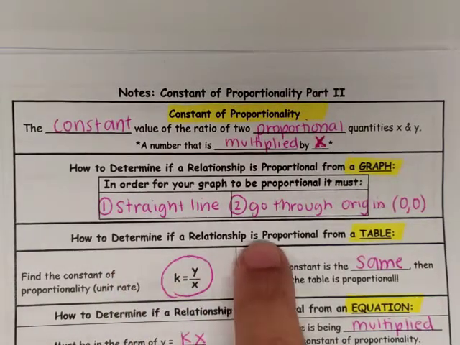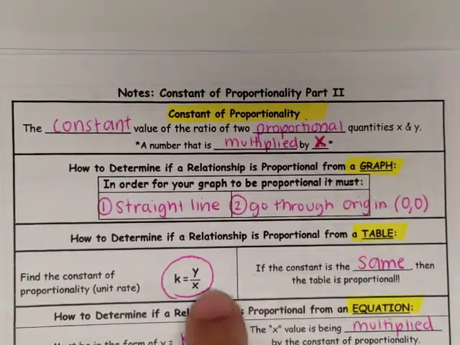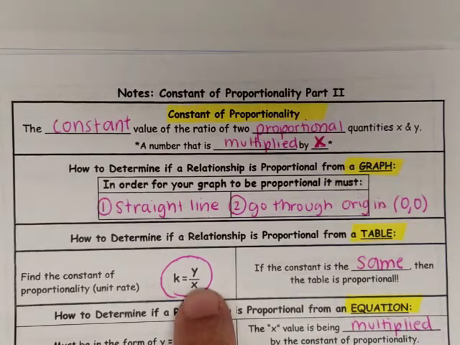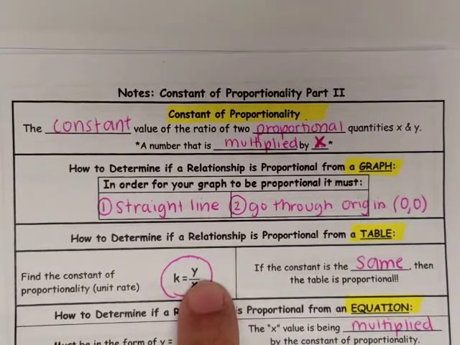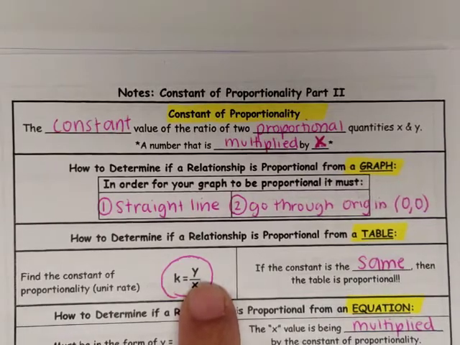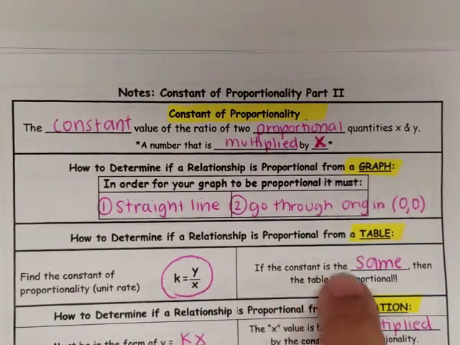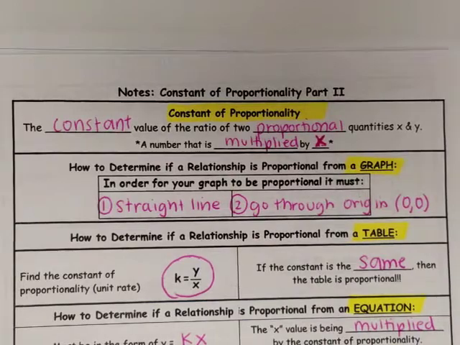All right, how to determine if a relationship is proportional from a table. So last time when we were looking at tables, we did y divided by x. And as long as it was the same unit rate every time, we knew that it was a constant proportionality. Again, if the constant is the same, then the table is proportional.